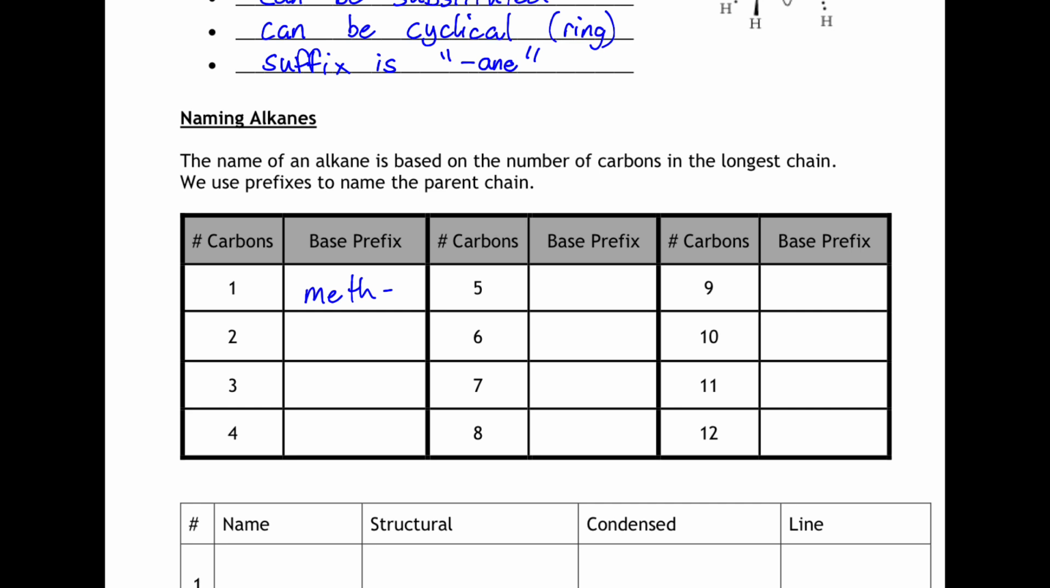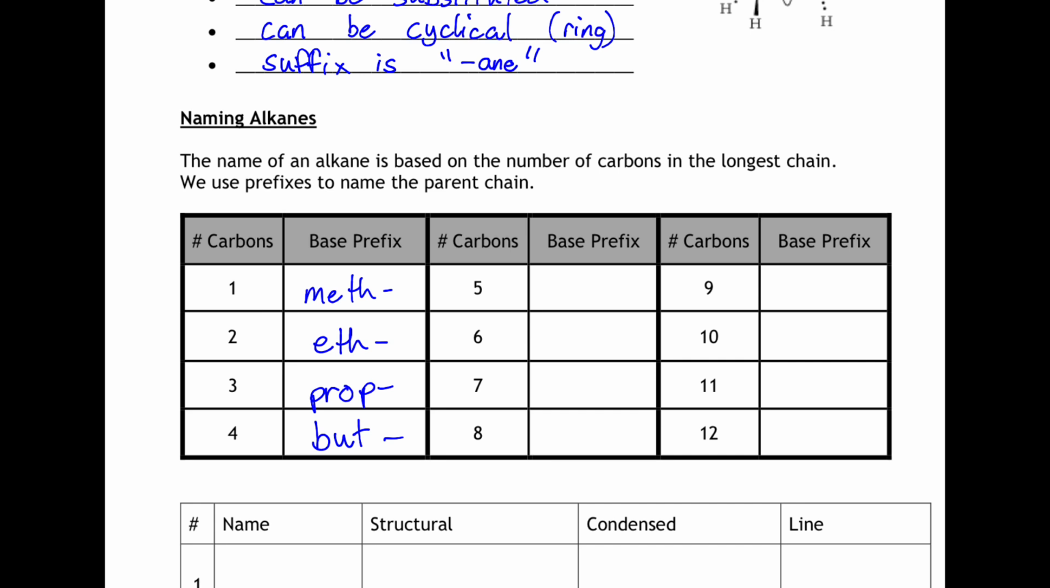Two carbons is eth. Three is prop. I know, I'm going to mess with this, because that's for propane. And then we have this one, which isn't but, it is bute. It's bute because butane is a thing.